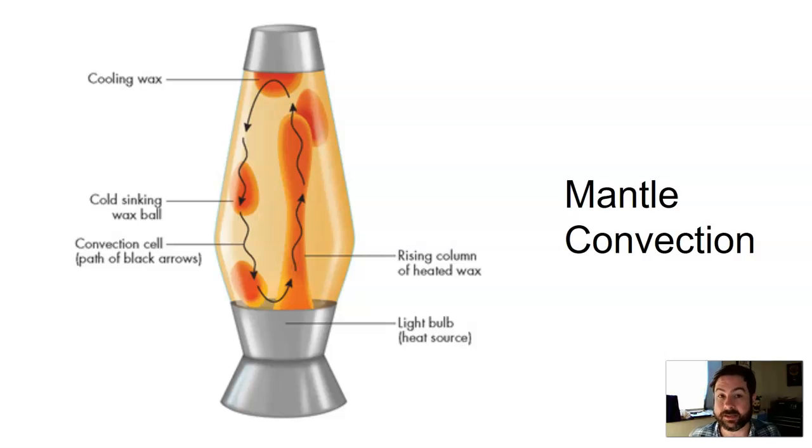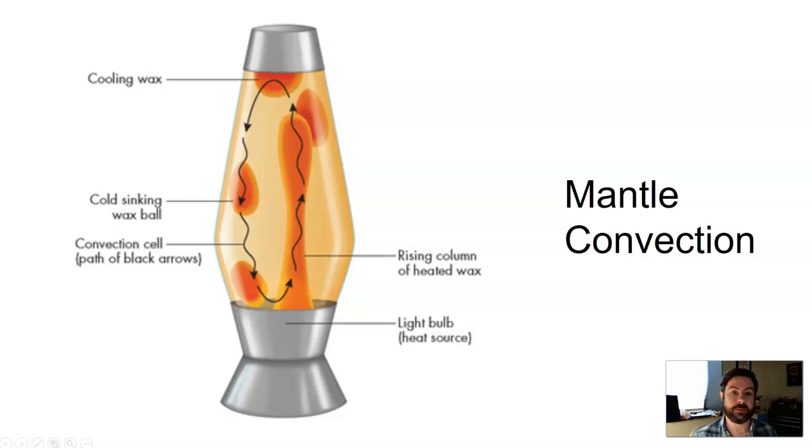Same thing is happening inside the Earth via a process called mantle convection. So there's some sort of energy source, a heat source in the Earth, causing material to heat up. That hot material becomes less dense and rises towards the surface. As it gets towards the surface, it interacts with the crust and cools down because it's far away from the heat source, so it becomes more dense, sinks, heats back up again, and that process happens over and over and over.